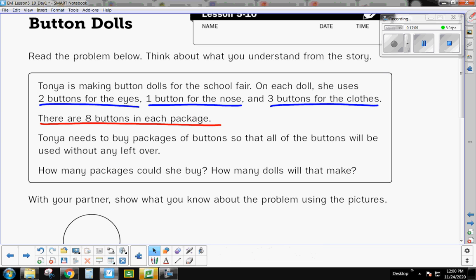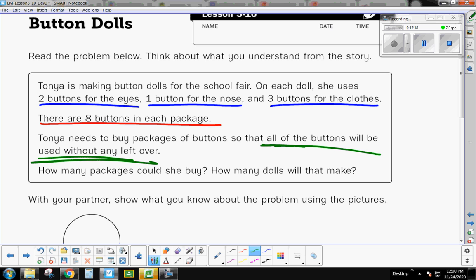Now here's what you need to find out. Tanya needs to buy packages of buttons so that all of the buttons will be used without any leftovers. So how many packages could she buy? And how many dolls will that make?